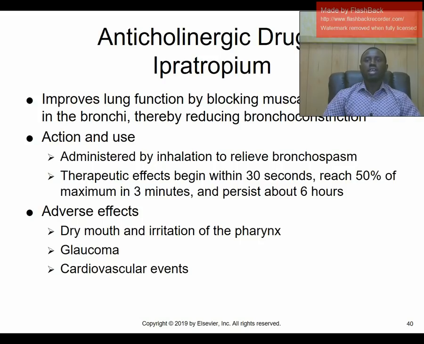Atrovent is an atropine derivative, and this is administered by inhalation to relieve bronchospasm. Spiriva, on the other hand, is a long-acting inhaled anticholinergic agent, and it is approved for use as a maintenance therapy of bronchospasm associated with COPD. So you are going to see Atrovent more often in the clinical setting.